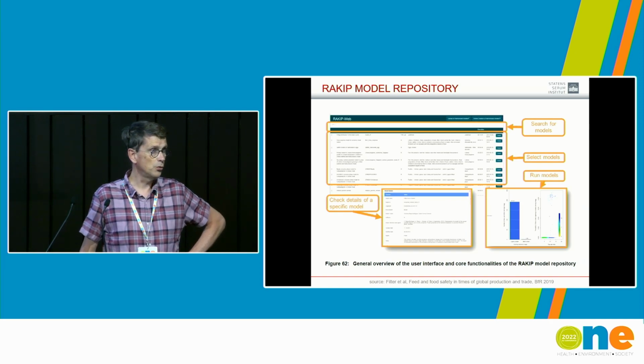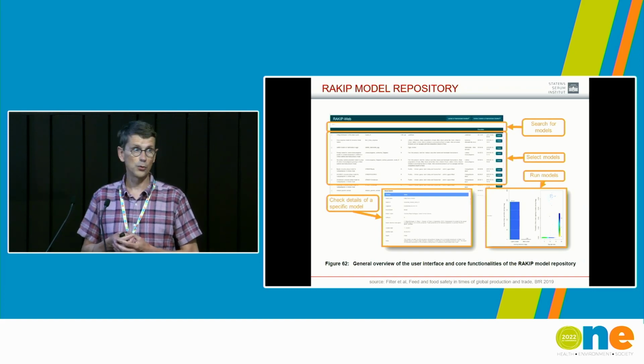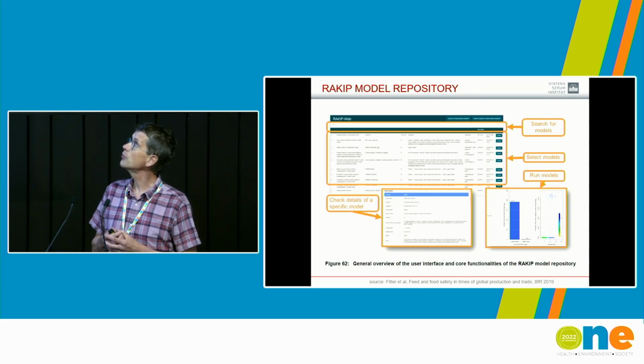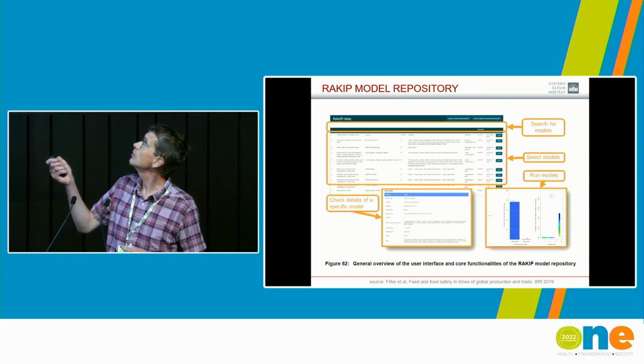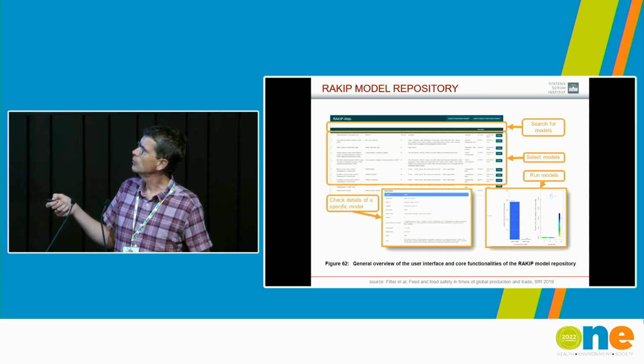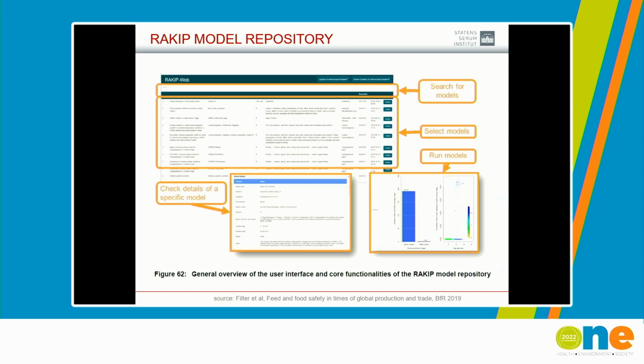So the first thing you need when you want to exchange models is to have a repository of the model. So you should know what's available. Yeah? So for that purpose, we built the RAKIP model repository. You see here that it has several qualities. You can search models, you can select models, you can look for all the details of the models. The metadata of the models is stored, so everything behind it, you can find all the references, etc. And you have also the possibility to run the models. So that's the ideal situation that we want to do, is to collect as many models as possible in this repository. And we started by building up the repository and start filling it.